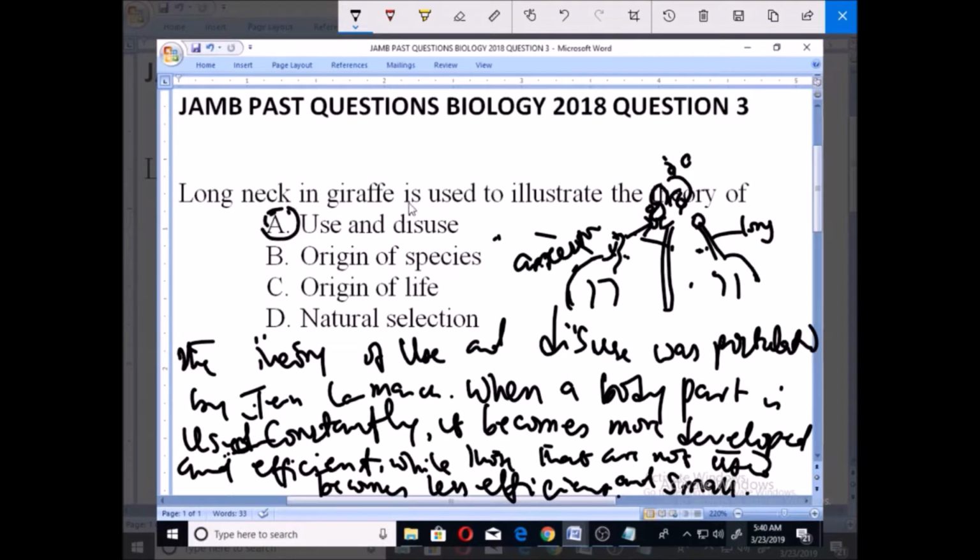The long neck in giraffe is used to illustrate the theory of use and disuse, because constant using of a particular body part makes it to be very well developed and more efficient. And that is how we come about this, and that is why option A is the answer.